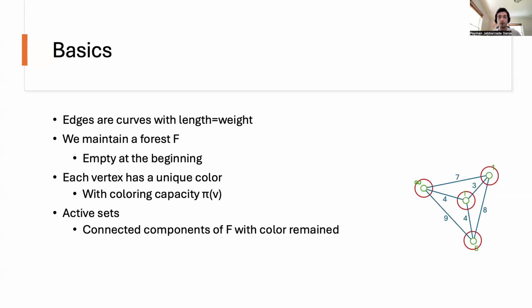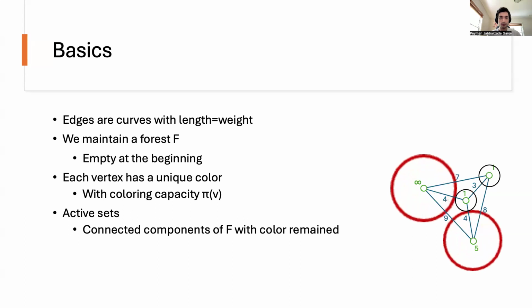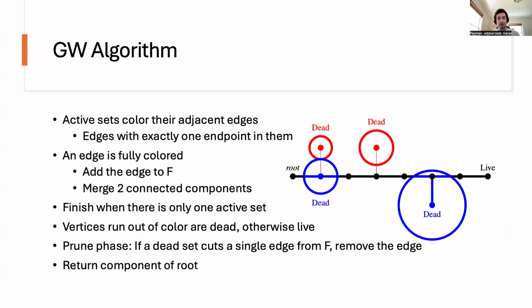So basically, our algorithm uses these active sets, and these active sets color the adjacent edges during our algorithm. And we continue this process until some edge gets fully colored. If an edge gets fully colored, we add it to our forest and merge its two connected components. We continue this process until there's only one active set which contains the root. And if you remember, the root has an infinite penalty, so it always is active.